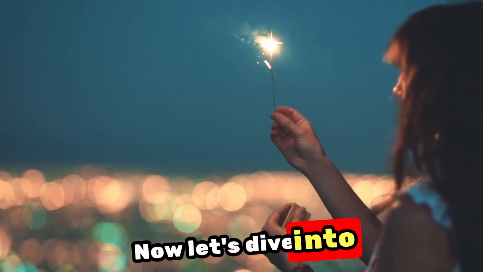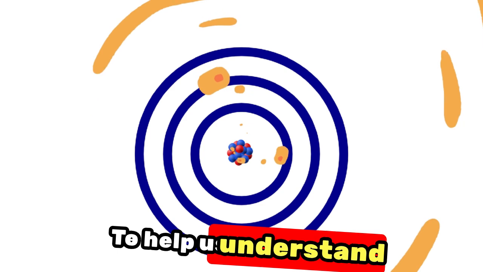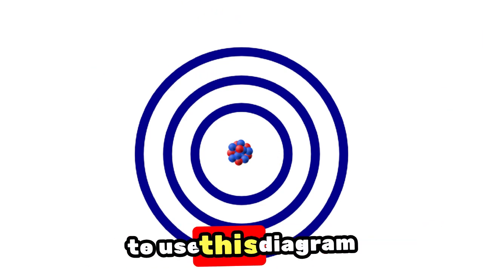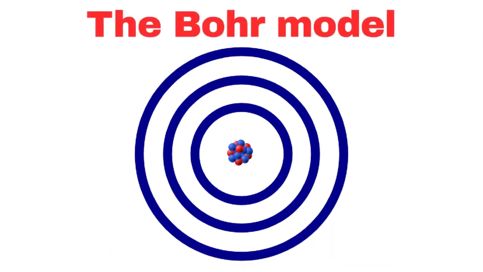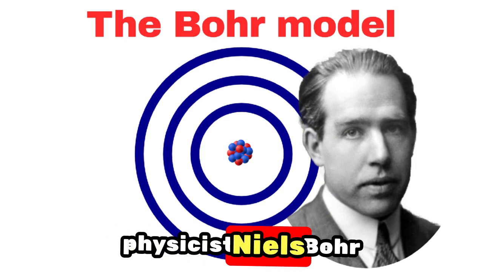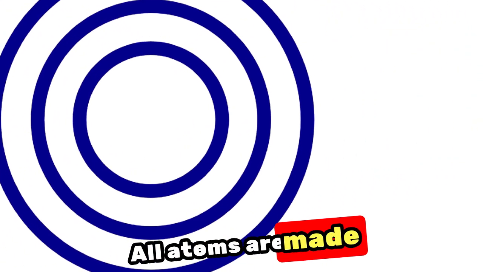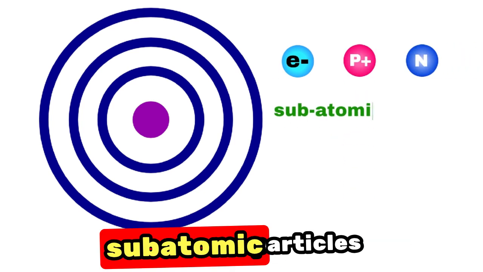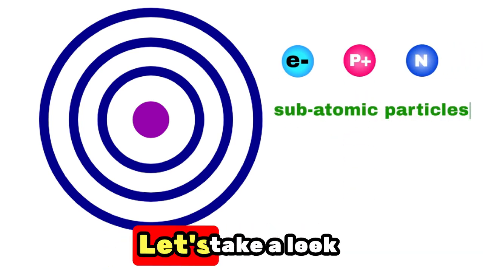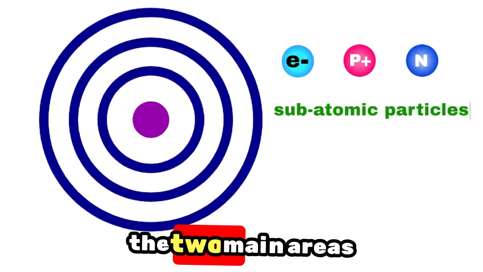Now let's dive into the structure of an atom. To help us understand the structure, we're going to use this diagram called the Bohr model, which was invented by physicist Niels Bohr. All atoms are made up of two main areas and three particles called subatomic particles. Let's take a look at the first of the two main areas.